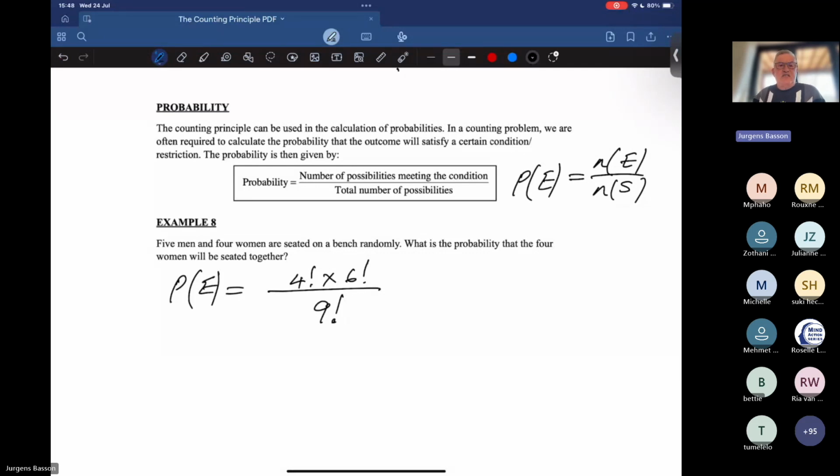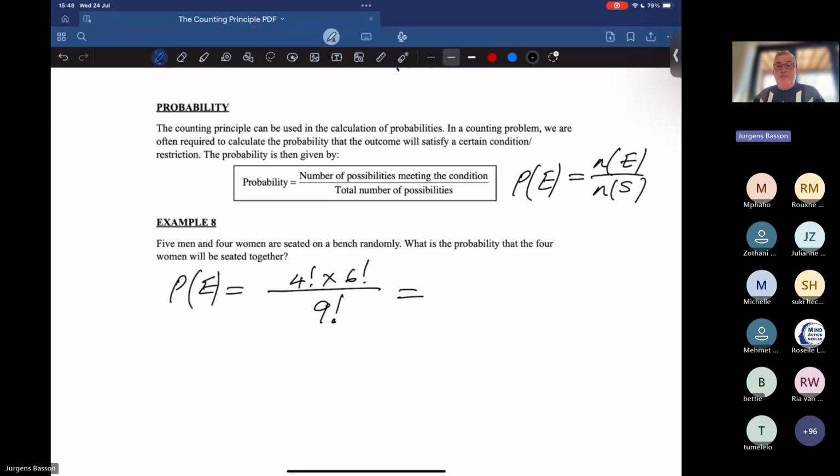Ladies and gentlemen, what I will suggest you tell your learners is that they must not work out the numerator and denominator separately and then divide the answers. They must put this whole thing as it is, that they use the fraction button on their calculators and they put above the line 4 factorial times 6 factorial, below the line 9 factorial, and they just calculate that answer. And they must give that answer in the exam.